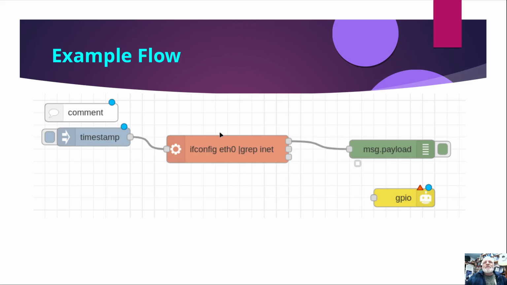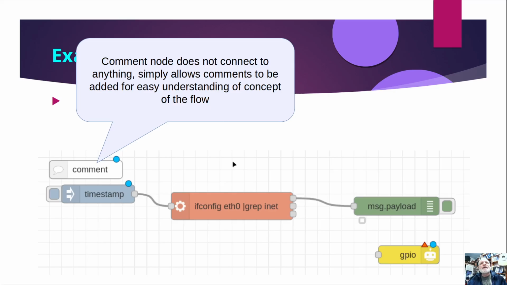So here's a simple example flow that you should maybe have on your BeagleBone in the classroom. We have several different nodes here. Each one of these blocks is called a node. And when they're connected together, that's where the data is flowing from one node to the next. So let's take a look.